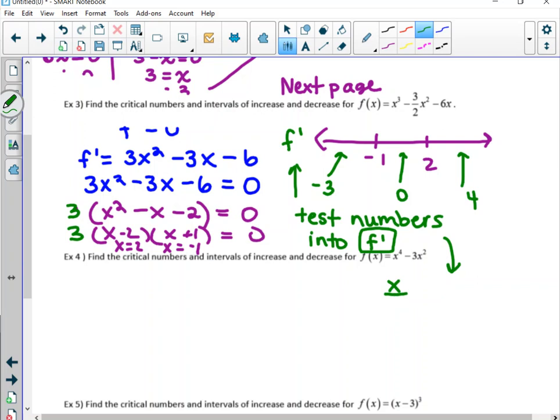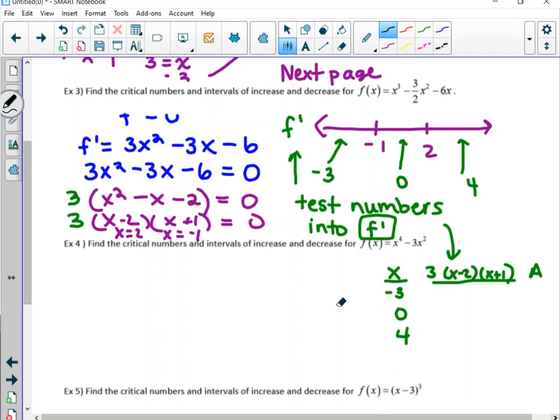So let's say I test a -3 and a 0 and a 4. I've got a 3, x minus 2, x plus 1, and I can look at their product. You can also do this just by plugging -3 into the derivative in one big chunk, or you can use the factored form of the derivative. This is a little easier when you're doing it by hand.